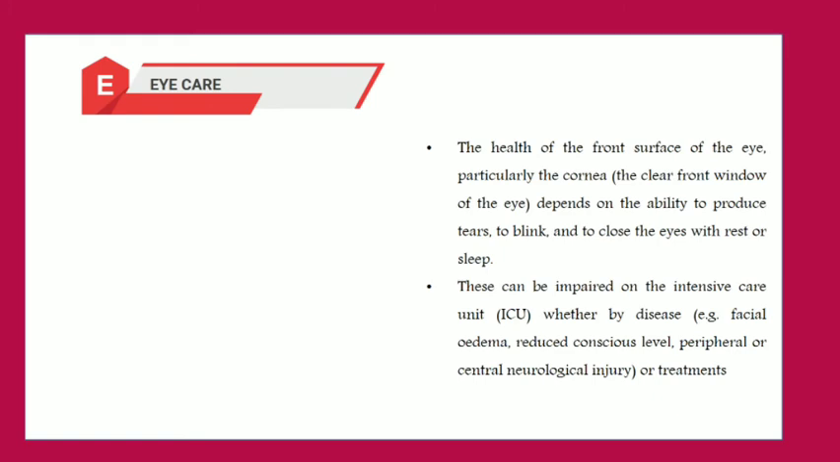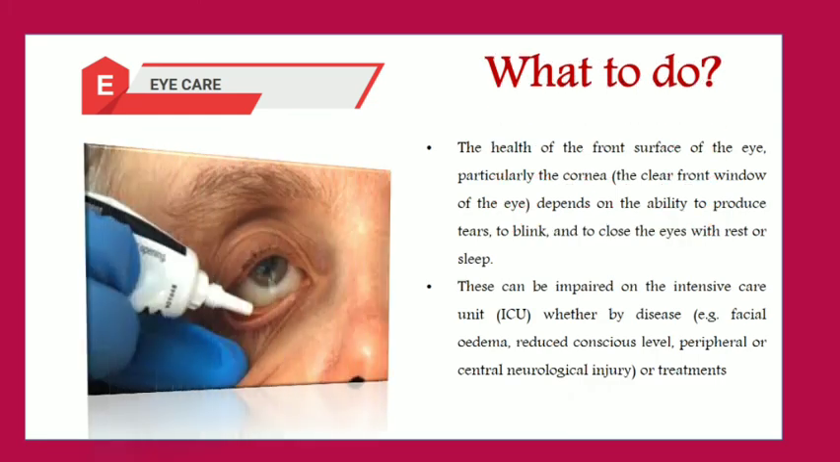Eye care to be given because the health of the front surface of the eye, particularly the cornea, depends on the ability to produce tears, to blink, and to close the eyes with rest or sleep. These can be impaired in the intensive care unit, whether by disease or treatment. Therefore, what to do? You have to protect the eyes by cleaning regularly, close eyes with eye pads to prevent damage from light, and provide moisture creams as per the doctor's orders.